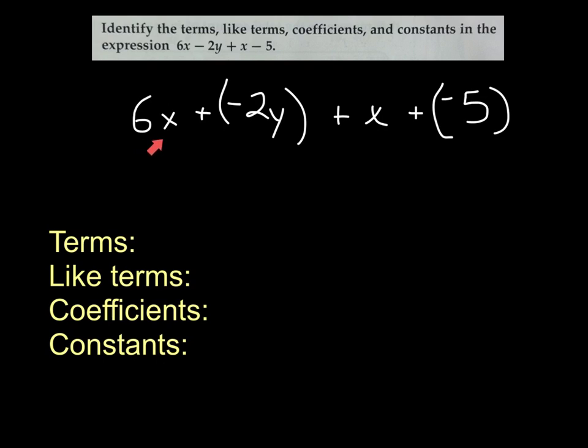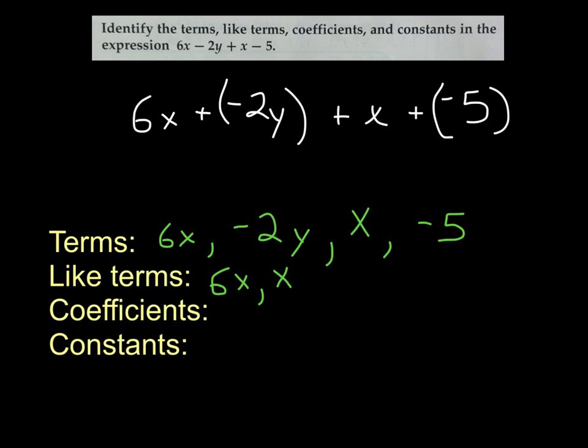So remember terms, I would have 6x, I would have negative 2y, I would have x, and I would have negative 5. Now you can see where figuring out the terms is a little easier when I change this negative to a positive and I make that a negative. So I've written those terms down here. Now I'm going to take a look at the like terms. Remember, like terms are those terms that have the same variable. So 6x and x have the same variable. Those are my like terms. So I've placed those like terms down here.